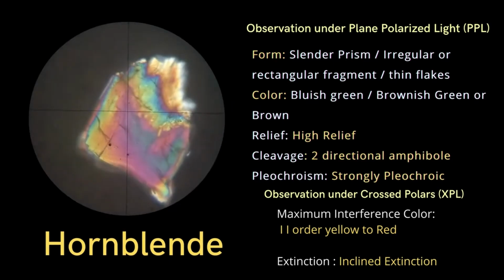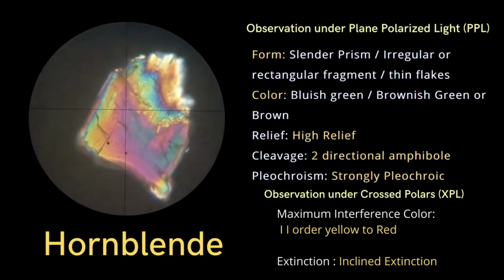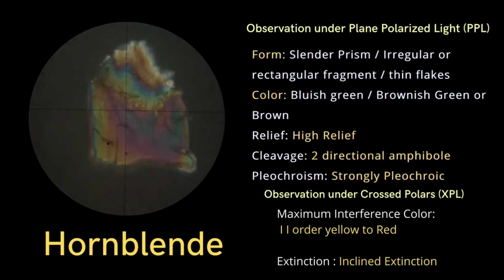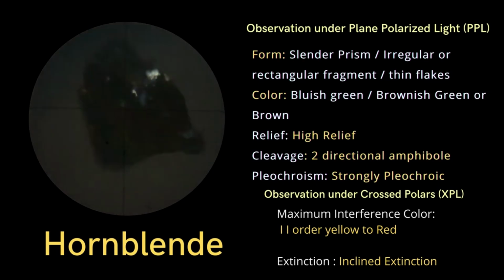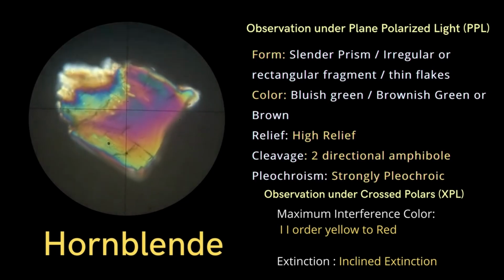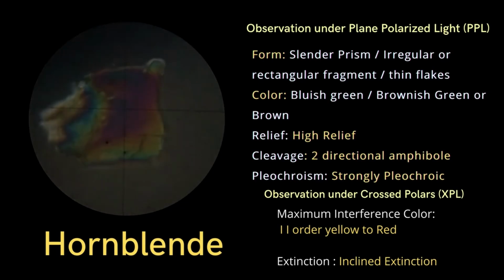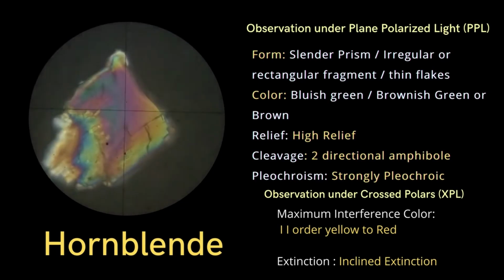Now let's observe crossed polars. Hornblende displays second-order interference color, typically yellow to red, and its extinction is inclined, not parallel, which also helps in distinguishing it from similar-looking minerals like pyroxenes.